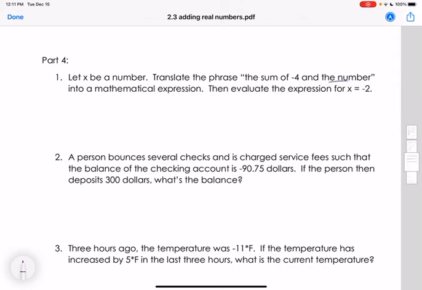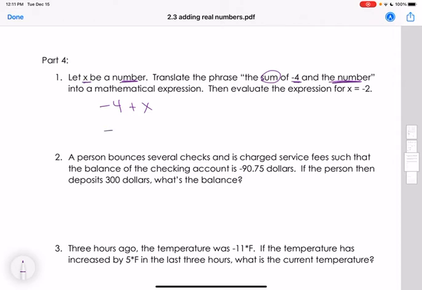Okay, so let x be a number. Then we have sum, -4, and the number. So I'm going to put -4 plus x. That looks pretty good, right? There's our expression already, -4 plus x. And then it says, evaluate the expression for x equals -2.